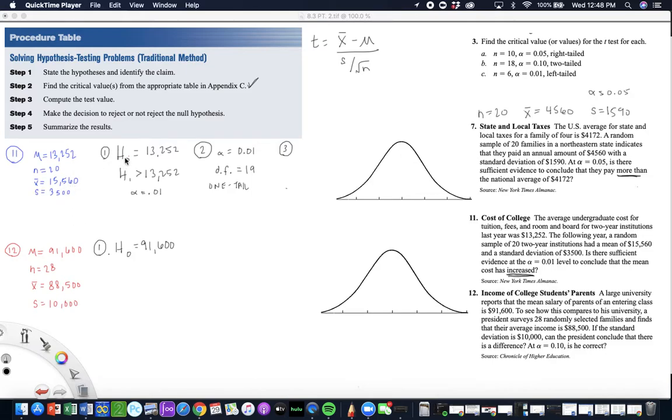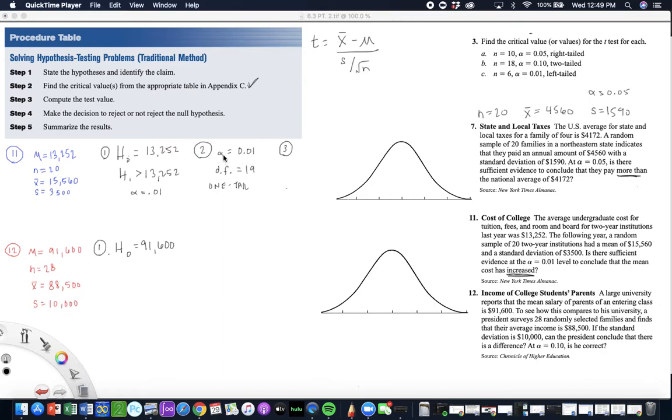I've also written down step 1, which clarifies that the null hypothesis is that the population mean is 13,252, and my alternative hypothesis is asking whether there is an increase, and that's where this greater than has happened here. I've also identified that in the problem my level of significance is 0.01, which will be important when I'm trying to find my critical value. All right, so let's get to it.